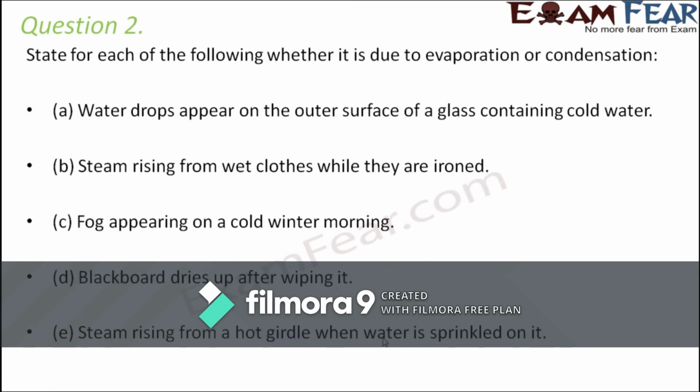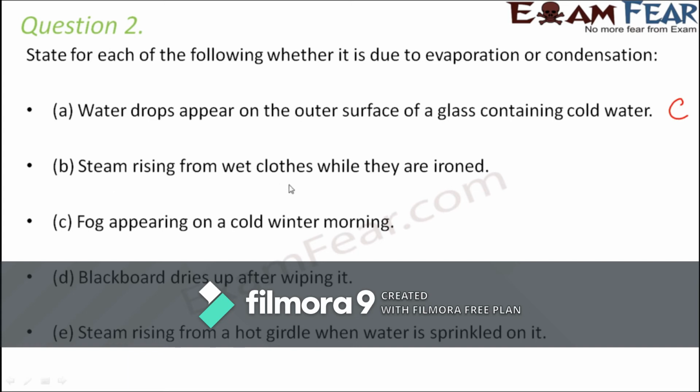Question number 2. State for each of the following whether it is due to evaporation or condensation. Water drops appear on the outer surface of a glass containing cold water. When you have a glass of cold water, the surrounding air is warm. So due to that cold glass, the surrounding water vapor condenses to form liquid water, and those liquid water droplets are seen on the outer surface of the glass. So this is due to condensation.